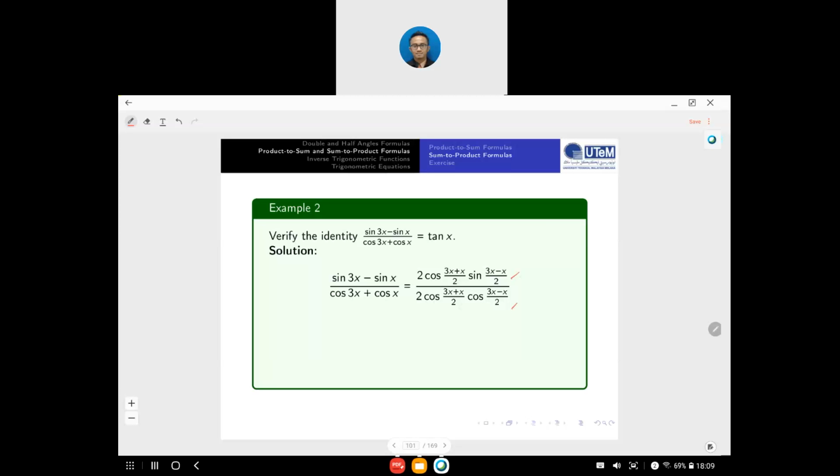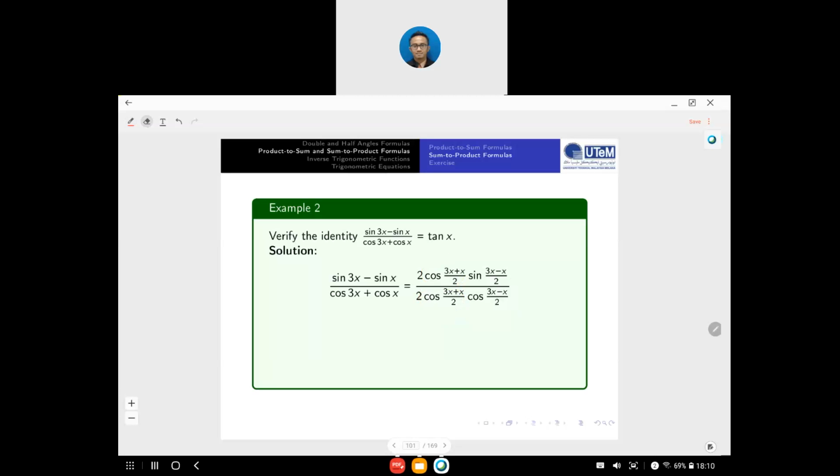Kalau awak tengok ni, sama sahaja ni. Sebab dia dah darab. Bila darab, kita boleh simplify. Ni dengan ni is equal. So, we can simplify this one. Okay. Yang ni pun sama. Before we simplify that one first, sorry.